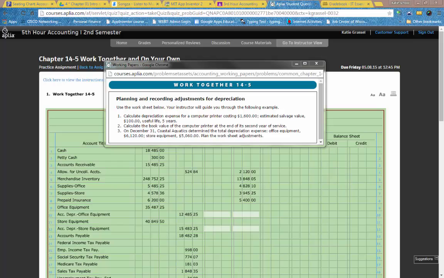Probably not. Why? It's used, right? It's gone down in value. The light bulb's not worth as much. So what we have to do every year, a business needs to go through and look at their assets and figure out how much the asset went down.